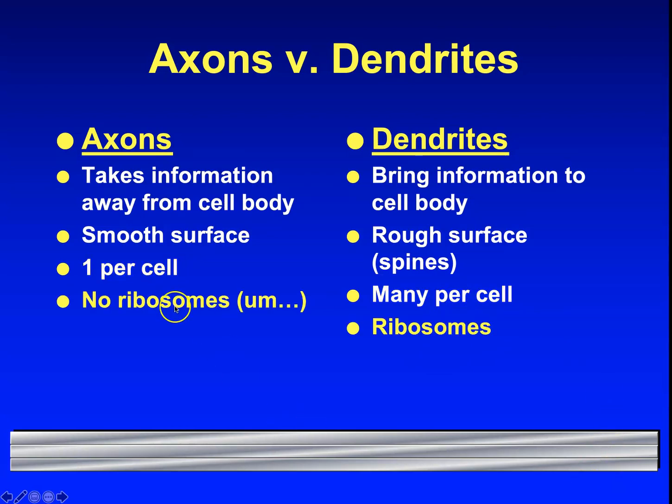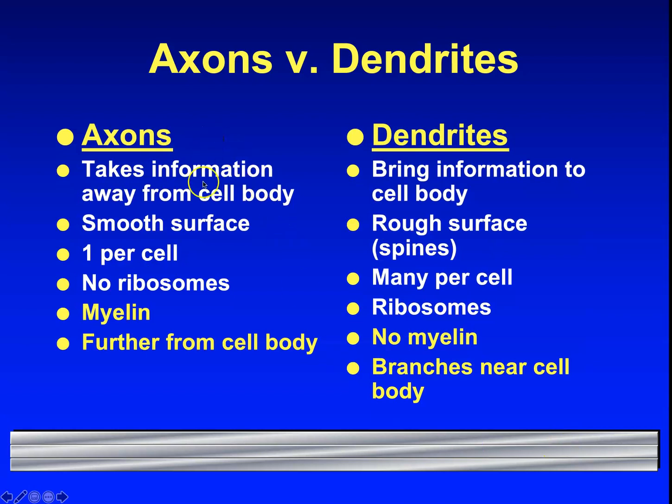And we say there's no ribosomes in axons, but we're starting to rethink that, so don't worry about that. But there are ribosomes in dendrites. Axons are myelinated, dendrites are not. And axons travel far away from the body, but the dendrites are the ones that branch right there near the body. All right, I'm going to close this one out, and we will continue talking about neurons. We'll talk more about the synapse and the cytoskeletal elements and the plasma membrane in the next one.